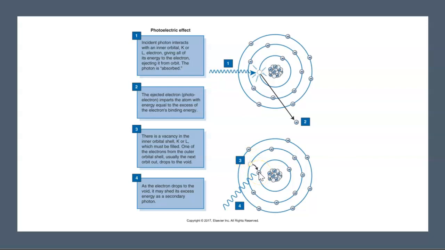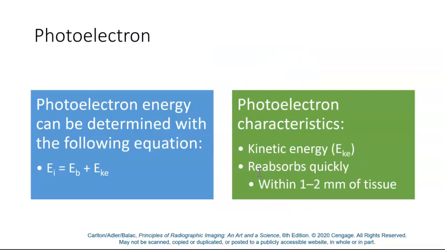All right. So photoelectron energy can be determined with the following equation. The incident energy is equal to the binding energy plus the kinetic energy. You add those two together and you get your incident energy. So no energy is lost. Okay, it's only converted.